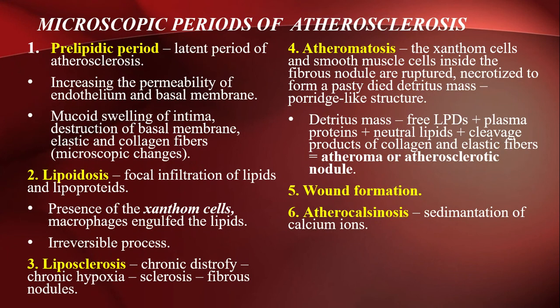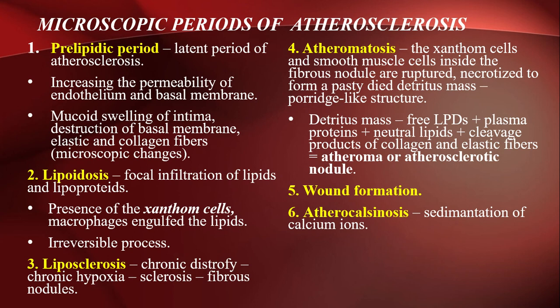First, the prelipidic period is the latent period of atherosclerosis: increased permeability of endothelium and basal membrane, mucoid swelling of intima, destruction of basal membrane, elastic and collagen fibers are found here. This we call the microscopic change. Lipoidosis, this is the second period, with focal infiltration of lipids and lipoproteins and presence of the xanthoma cells, macrophages that engulf the lipids, but this process is an irreversible process.